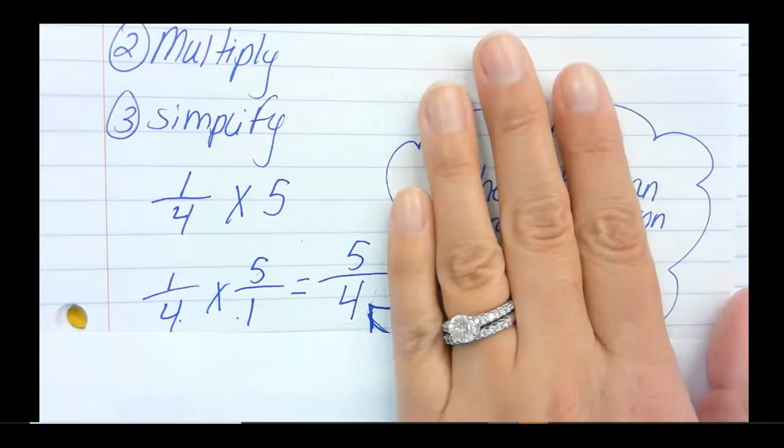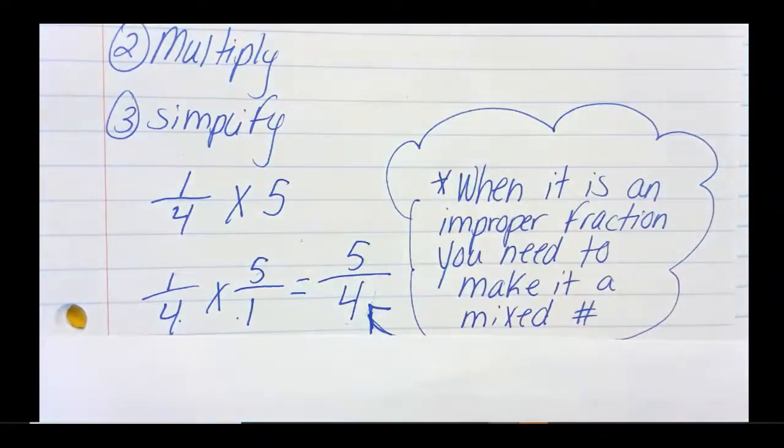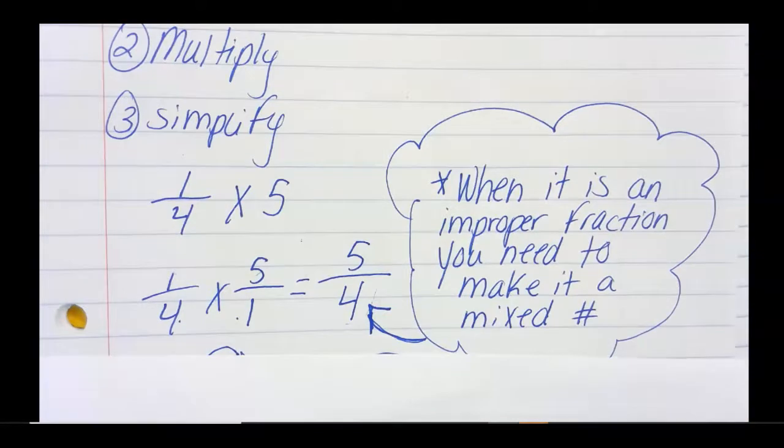But what is 5/4? What do we call that? Improper fraction, right? So the rule about that is that when it's an improper fraction, you need to make it a mixed number.